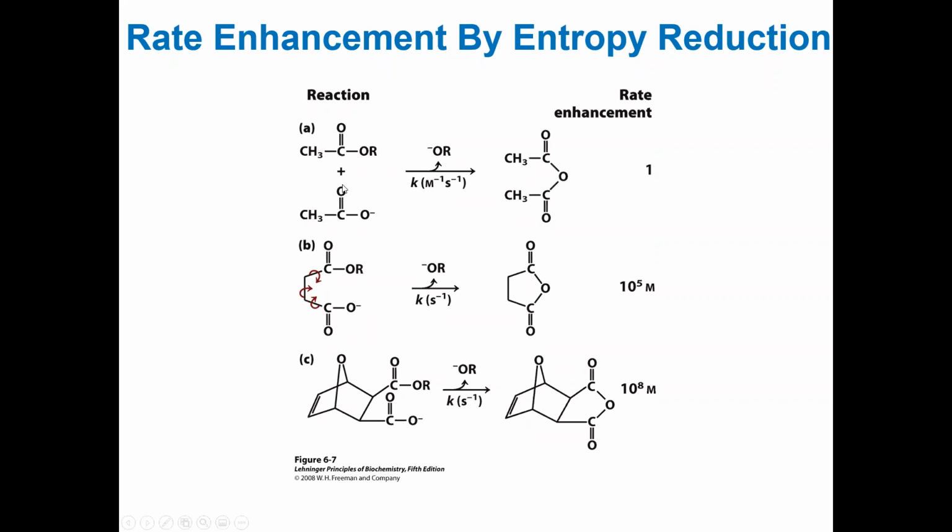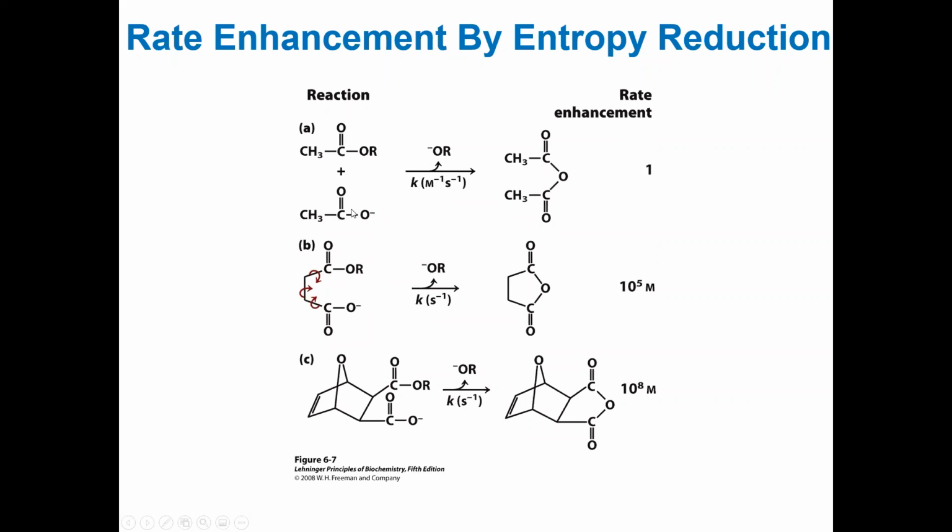They are showing you a bimolecular reaction of a carboxylate group with an ester to generate an anhydride. And so they are measuring the rate constant here. This is a second order rate constant, right? So per molar per second. Let's say whatever that rate constant is, you normalize that to 1.